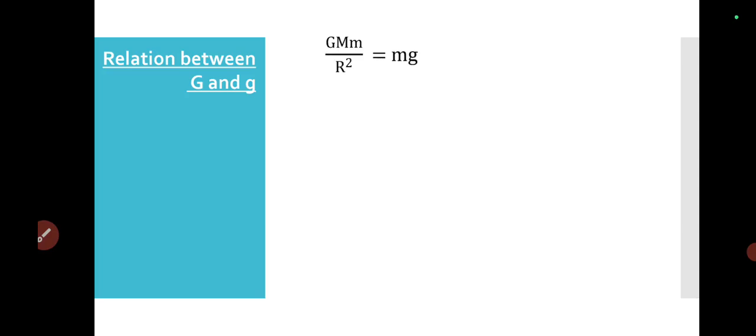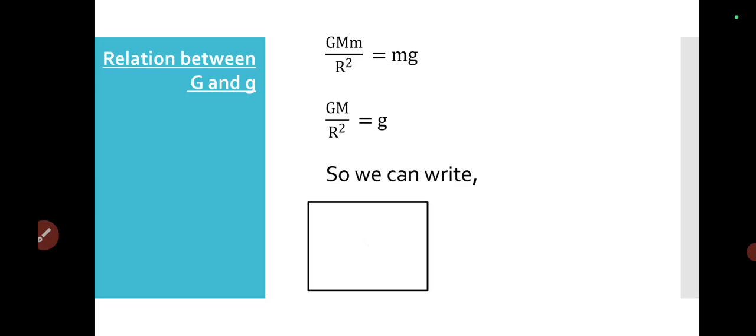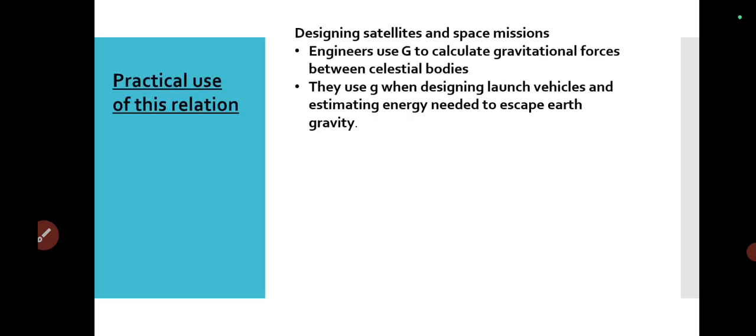By cancelling the small m on both sides, the final equation is G M upon R square equals small g. So we can rearrange this and write: small g equals G M upon R square. This one is the final equation, where G is the universal gravitational constant, capital M is the mass of the earth, capital R is the radius of the earth, and small g is the acceleration due to gravity.